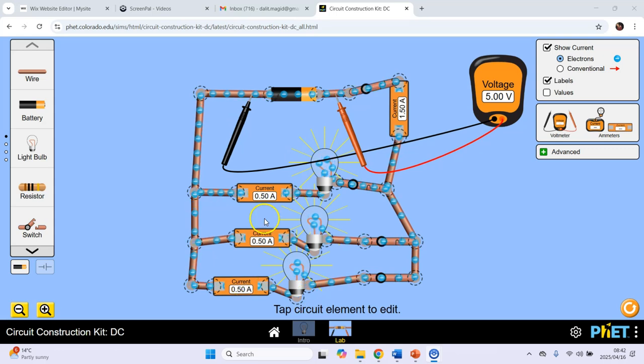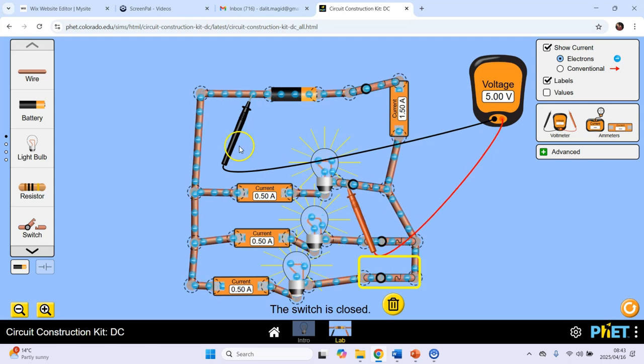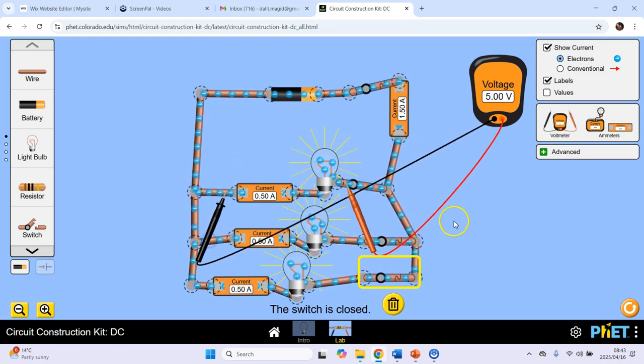Note also that if I turn off this light, it doesn't impact the brightness of these 2 light bulbs. Remember that by opening one of my branches, I have increased the total resistance and therefore I have decreased the total current. If I turn this light back on, I have decreased the total resistance and I have increased the total current.